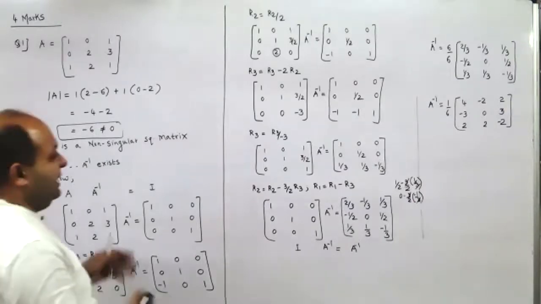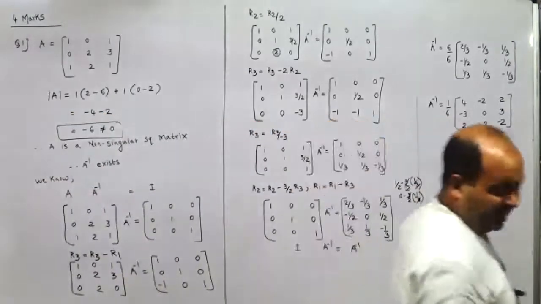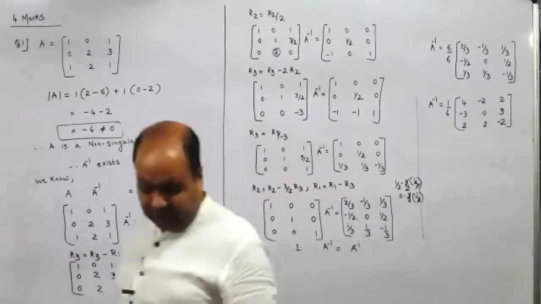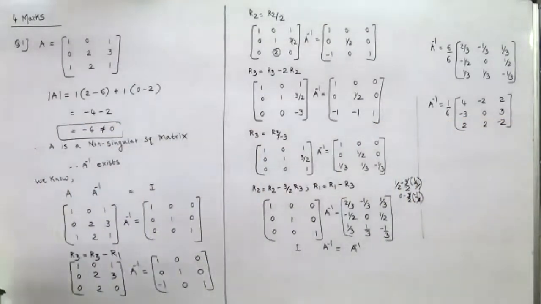The other way to verify is by using adjoint method. Quickly you can run through it and you can get the answer. Now, here, this is one. This is the one we solve by row transformation method.